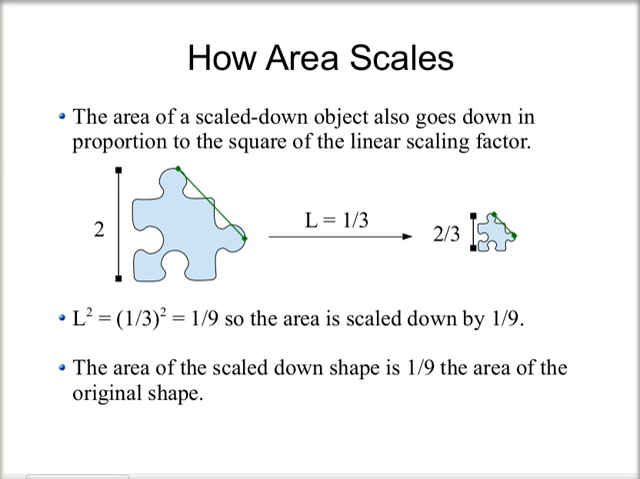Similarly, the area of a scaled down object is also going to go down in proportion to the square of the linear scaling factor. Anytime when my linear scaling factor L is less than 1, that means I'm scaling down. So in this case, I've got L equal to 1/3. Then my lengths are scaled down by 1/3, but when I look at the area, that's scaled down by L squared, so 1/3 squared, which is 1/9. So the area of my scaled down shape here is 1/9 the area of the original shape.